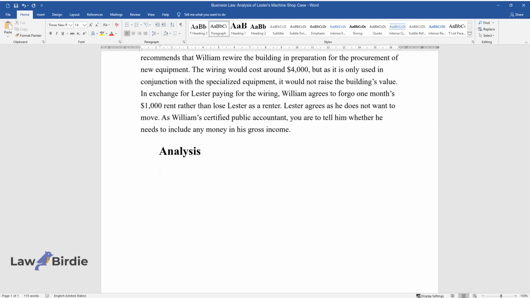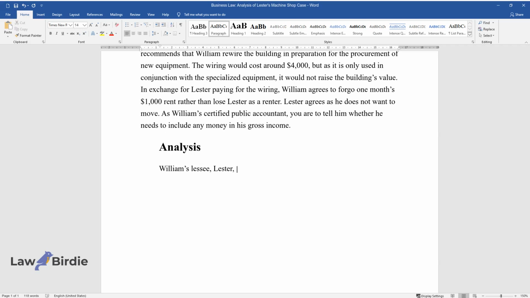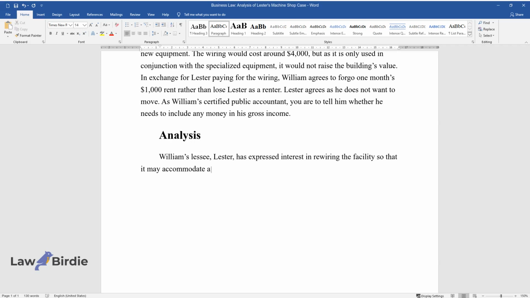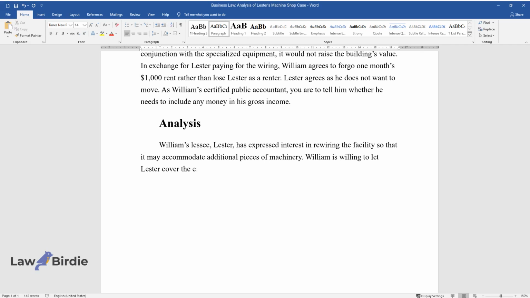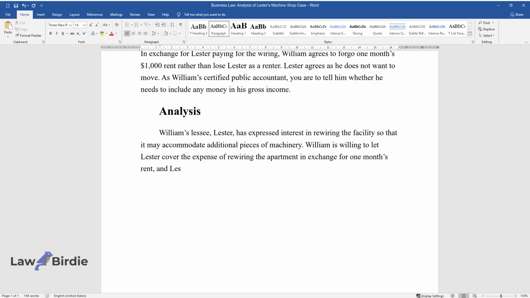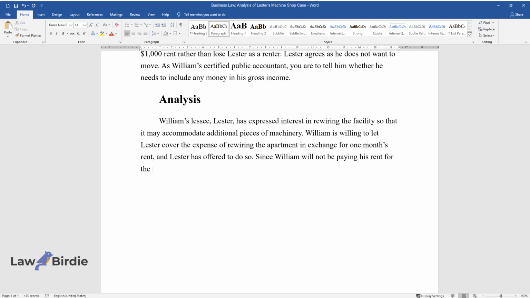Analysis. William's lessee, Lester, has expressed interest in rewiring the facility so that it may accommodate additional pieces of machinery. William is willing to let Lester cover the expense of rewiring the building in exchange for 1 month's rent, and Lester has offered to do so. Since William will not be paying his rent for the upcoming month, it is essential to determine how much William should report as his gross income.